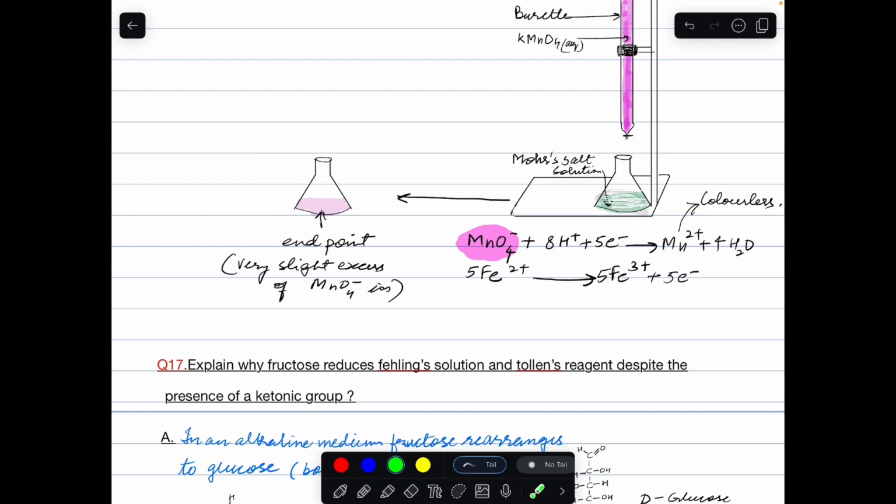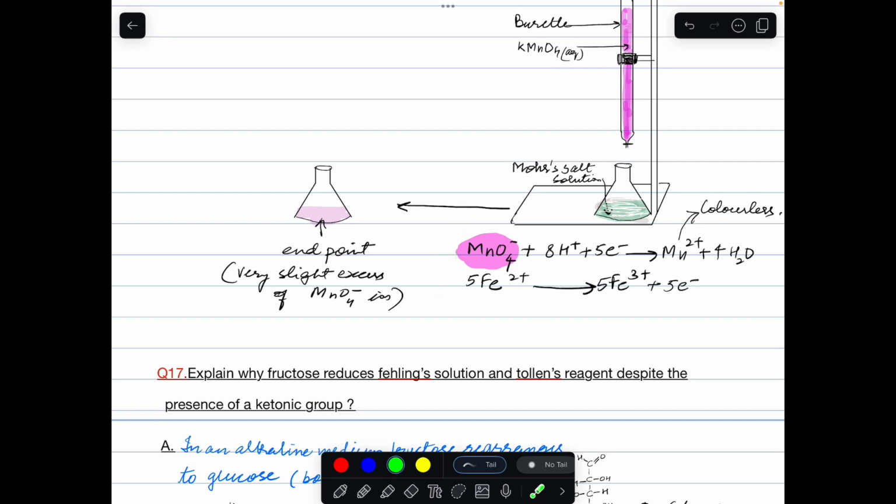In this reaction, your permanganate ion is undergoing reduction to Mn2+ ion, manganese ion, and your ferrous ion is undergoing oxidation to ferric ion, which are present in the Mohr's salt solution. When this reaction is complete, a slight excess of permanganate will give you pink color. Why? Because in this reaction these two ions which are produced as products are colorless, they don't have any color. So we will get a slight pink color because of the very slight excess of permanganate ion.